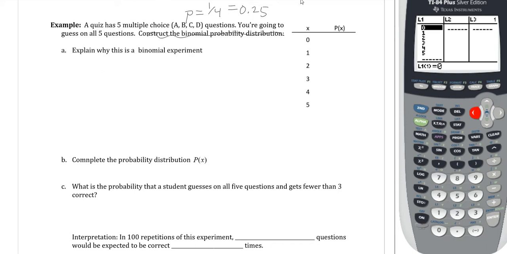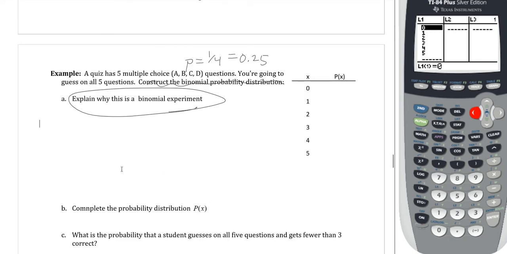However, before we do that, we're first going to explain why this is a binomial probability experiment. We're going to do so with the 4 conditions in BINS. Remember, do not just write down the word BINS and call it a day. For B, we want to confirm that it's binary. For each question, you either get it correct or incorrect. So that satisfies the condition for B, for it being binary in nature.